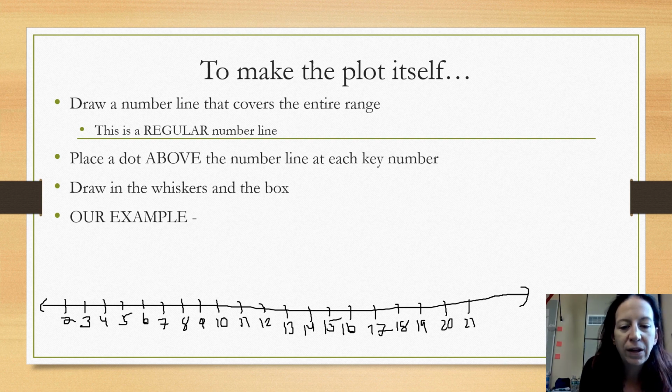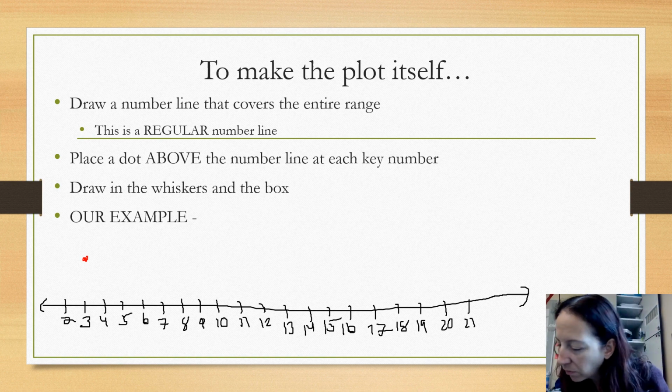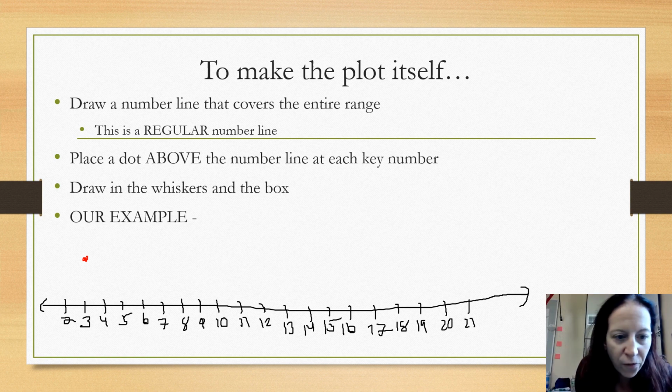Next step is to place a dot above each key number. So remember our minimum was 3, so I'm going to put a dot above the 3. The first quartile was 4, so I'm going to put a dot above the 4.